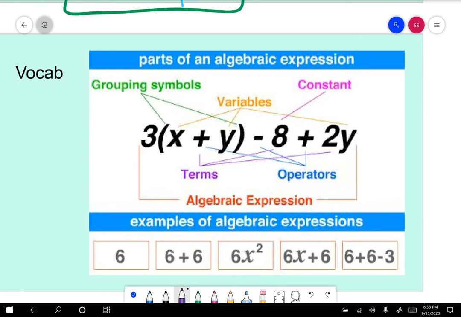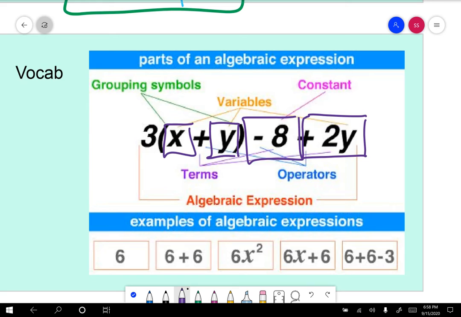Terms. There's several terms in this. Remember, terms are separated by subtraction or addition signs. So 2y would be a term, -8 would be a term. Now here's the tricky one. We have y plus x, but we also have that 3, right? So this whole thing could be considered a term, and you can also say that x and y are separate terms. Okay, so there's our terms there.